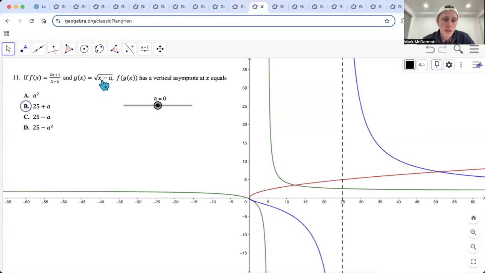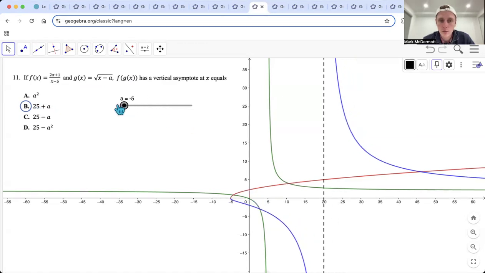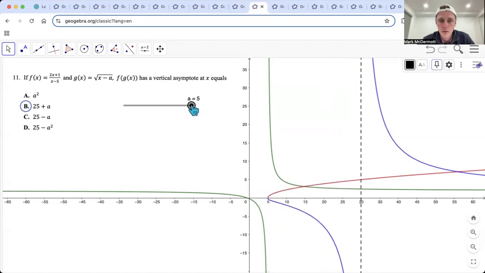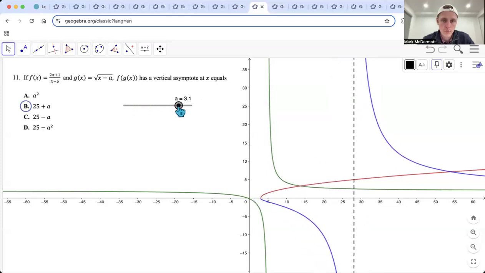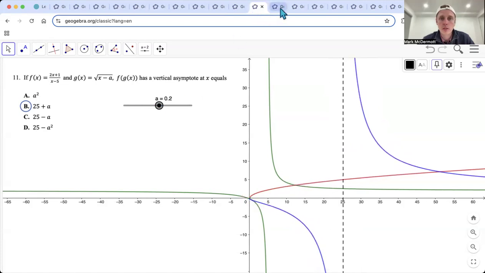That means that the square root of x minus a can't equal 5, right? Because if there's a 5 in the denominator of this function, then we're in trouble. So if we set this equal to 5 and solve for x, our answer will be 25 plus a. So you get a vertical asymptote at 25 plus a, as you can see. If a is 5, 25 plus a is 30, so you get a vertical asymptote at x equals 30. So hopefully that question also makes some sense.